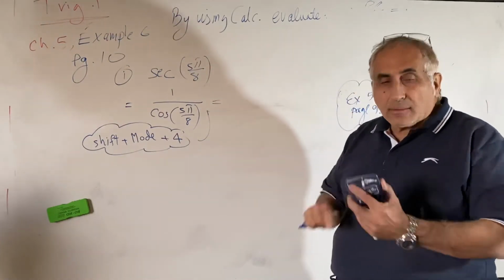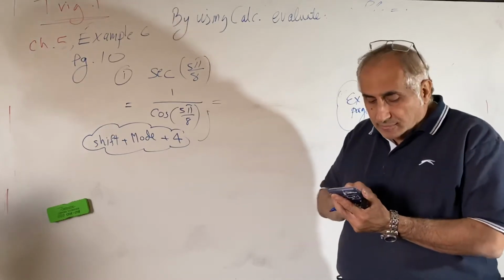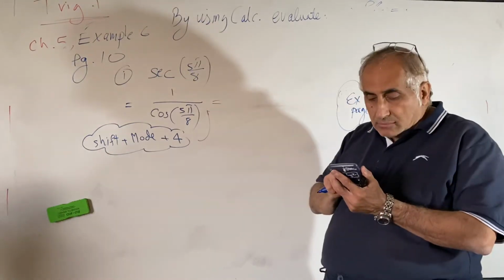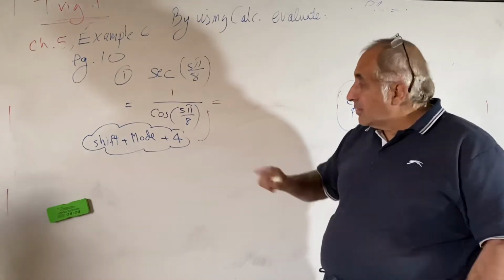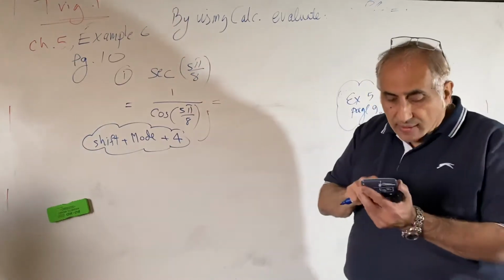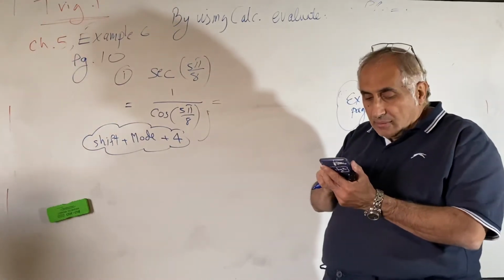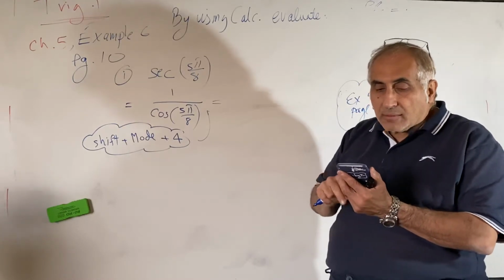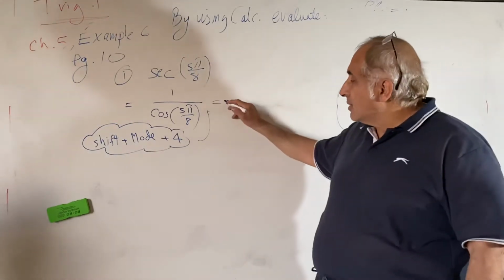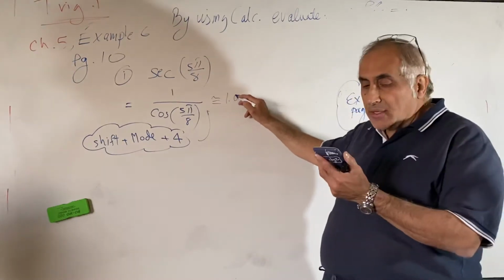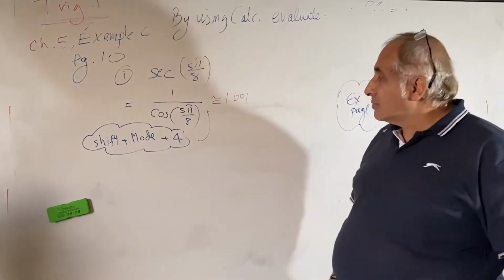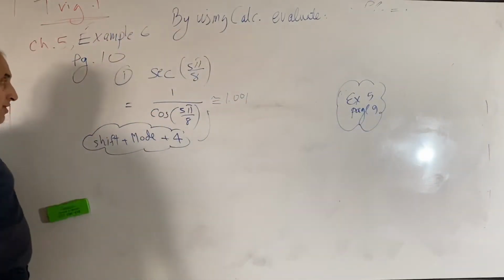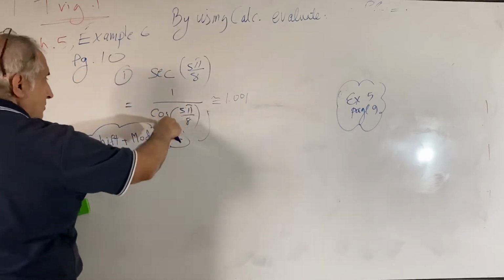1 divided by the cosine. You have to open the bracket. Put 5 times pi, divided by 8, and then equal. Your answer is roughly 1.001. This is a value. This is not an angle. The value of the secant is that much.